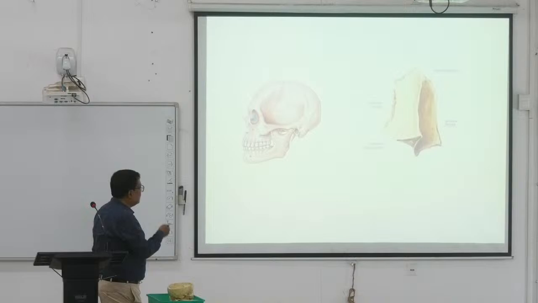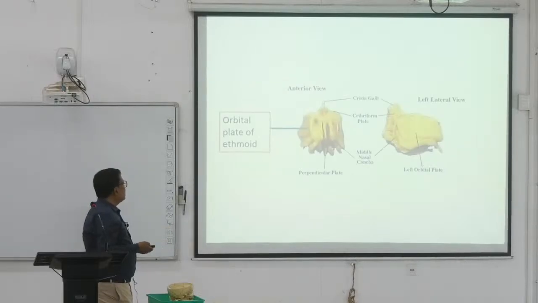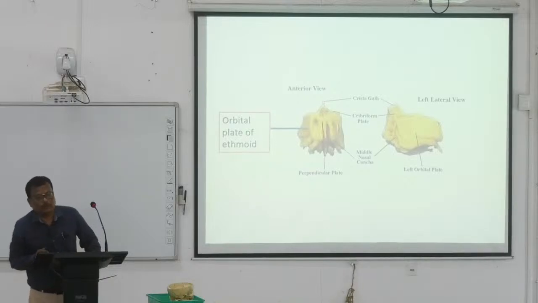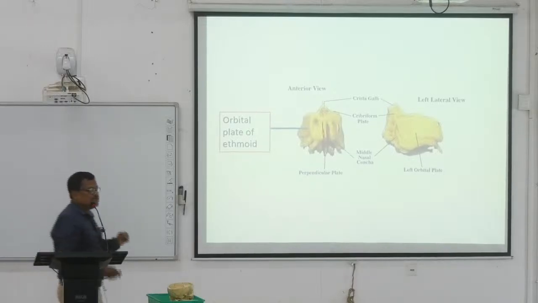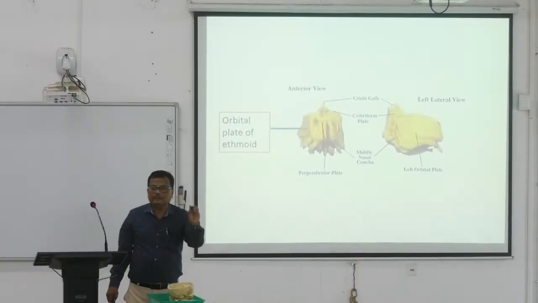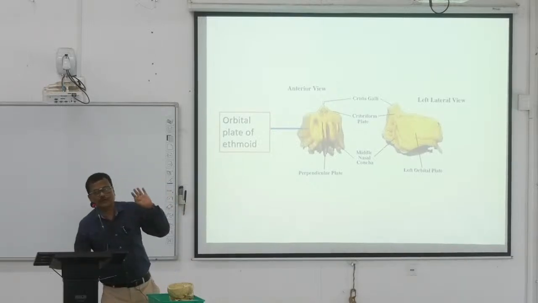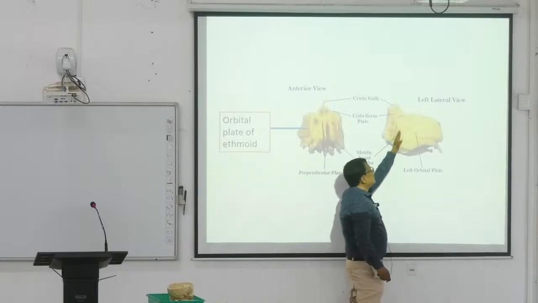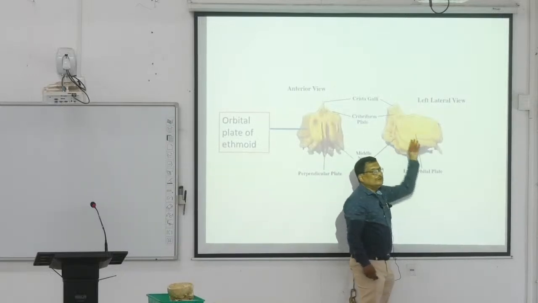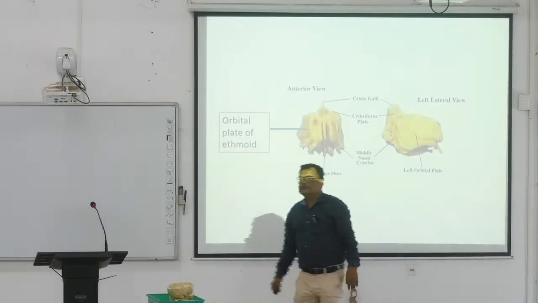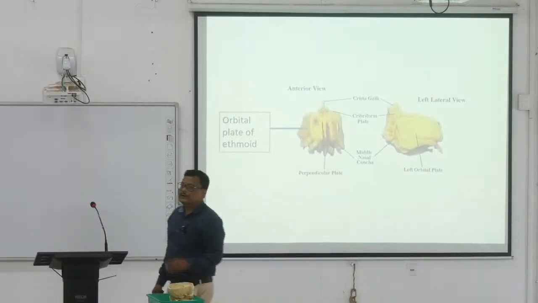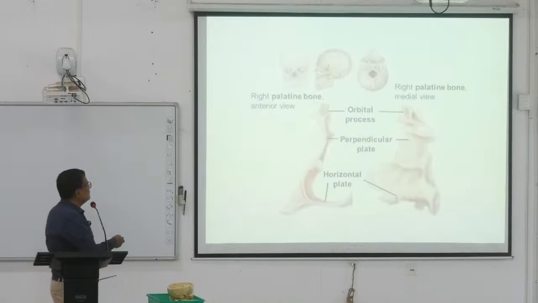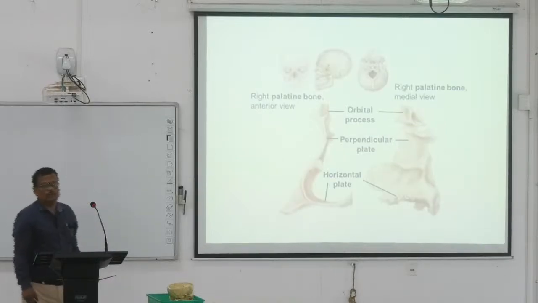The lacrimal bone is an important bone. And this, as I have repeatedly told you, is the ethmoid bone, which contains air cells: anterior ethmoidal air cells, middle ethmoidal air cells, and posterior ethmoidal air cells. And there is a plate here in its lateral surface. It is called the orbital plate of the ethmoid bone, the labyrinth of the ethmoid bone. Why orbital plate? Because it forms the boundary of the orbit. And this is the palatine bone.